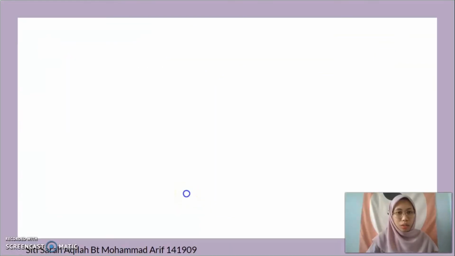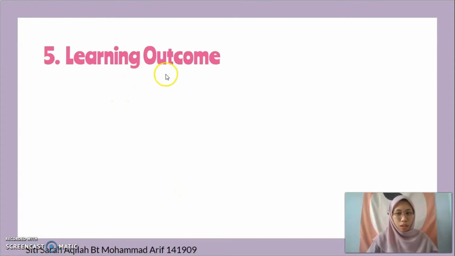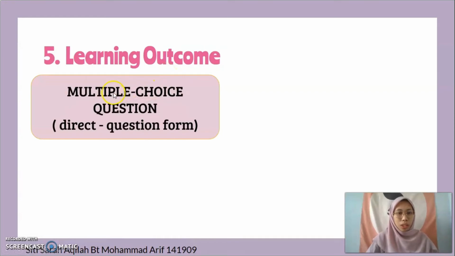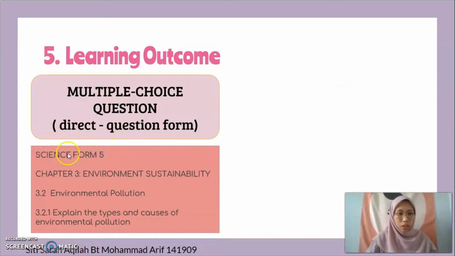Next, I will continue with the fifth learning outcome, the selected response test. So, I'm using multiple choice question in direct question form. I chose the subject Science Form 5, Chapter 3, Environmental Sustainability, subtopic 3.2, Environmental Pollution, and the learning outcome is to explain the types and causes of environmental pollution.